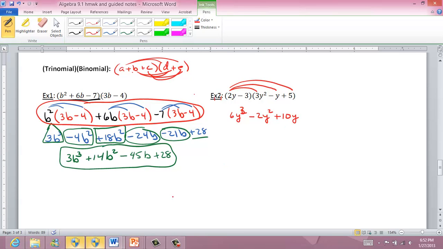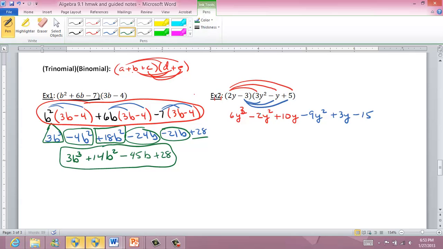Now if you notice here, we're multiplying a binomial times a trinomial. So if I look at that first polynomial, I'm going to have 2 distributions. The next one would be the negative 3. Negative 3 times 3y squared, negative 9y squared. Negative 3 times negative y, positive 3y. Negative 3 times 5 is negative 15.